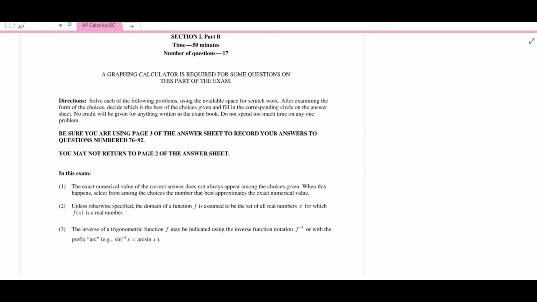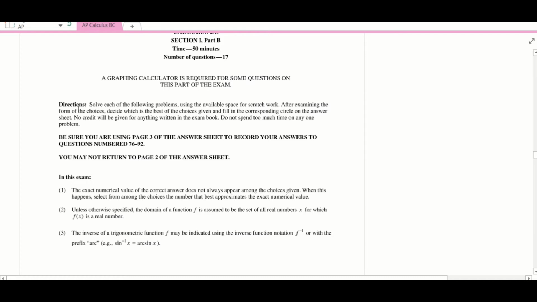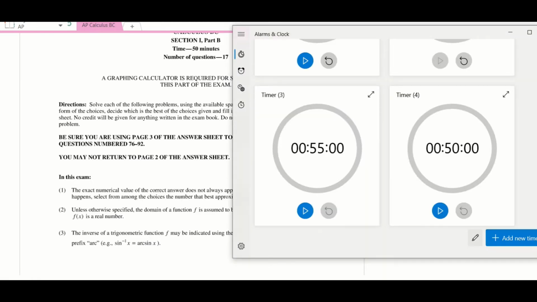So the general strategy again: there's 17 problems, 50 minutes. You should try to spend 3 to 4 minutes on each problem. If you're stuck on a problem, just move on and come back to it later if you have time. Getting a few problems wrong is fine, and if you don't have enough time, just guess, because there's no penalty for guessing. But that's just basic stuff. So I have my timer here, and it's 50 minutes, and I guess we can just get started.